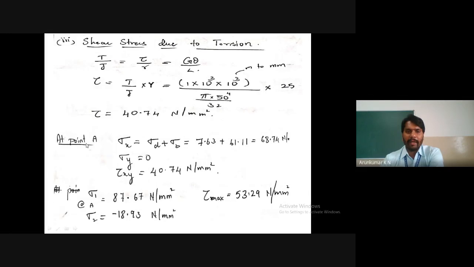Next at point A, sigma x is sum of direct stress plus bending stress. Direct stress is known, plus at point A bending stress is tensile. Add these two, will get sigma x. Sigma y is 0, tau of xy is retained same. So by using the equation (sigma x plus sigma y) by 2 plus or minus square root of ((sigma x minus sigma y) by 2) whole square plus tau of xy square, calculate sigma 1 and sigma 2 at point A, and tau maximum is (sigma 1 minus sigma 2) by 2. Same thing. This at point A.